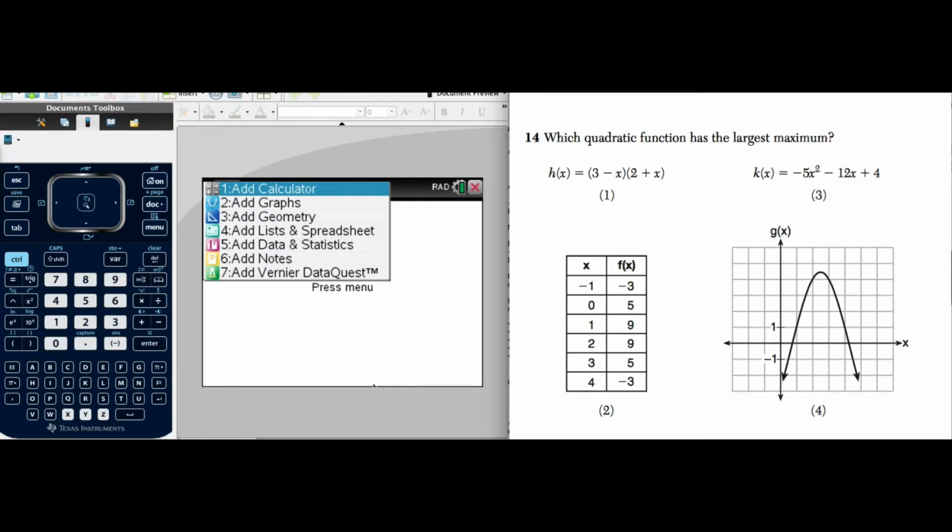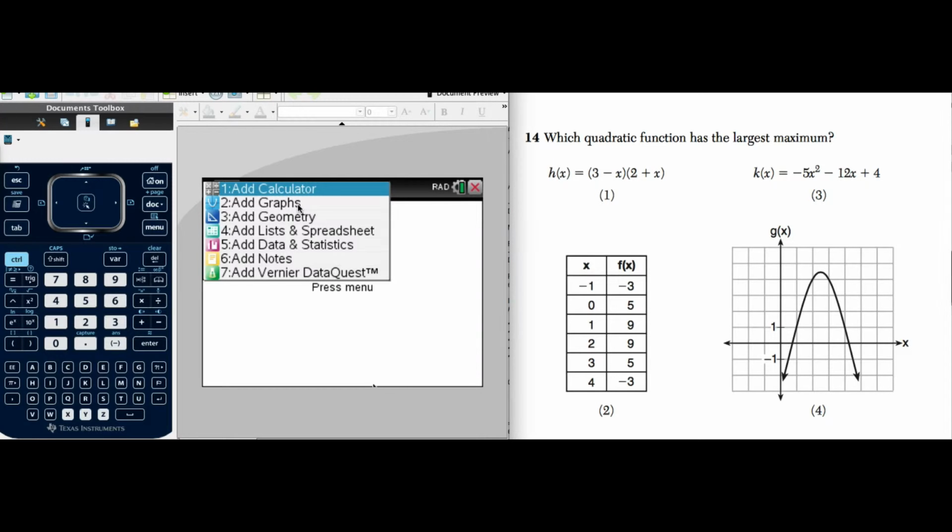Going up to 3, k of x equals negative 5x squared minus 12x plus 4. And finally, the graph: we can just look at that graph and we can see that our maximum is 1, 2, 3, 4, someplace around 4.5. And that's going to be close enough for our work here. But let's now go to the calculator and work out h of x and k of x.